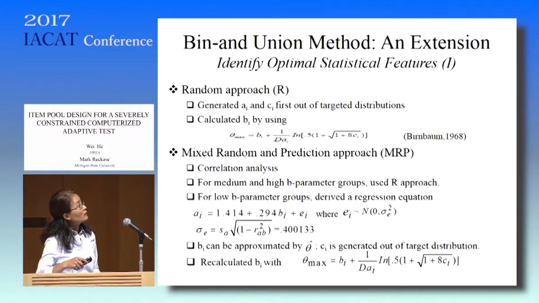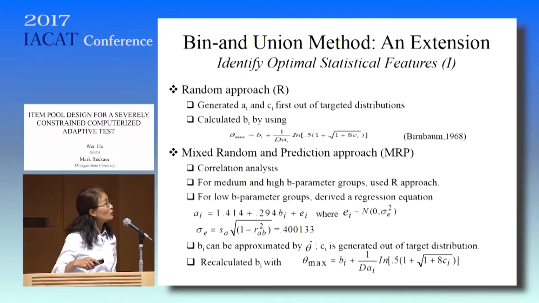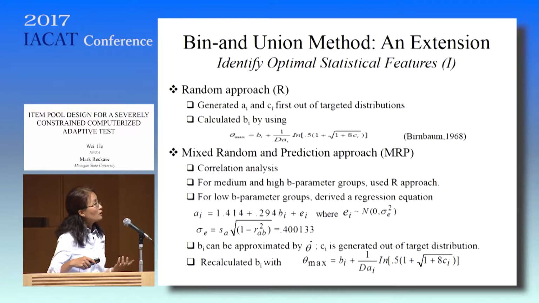Then how to identify optimal statistical features? There are 3 ways that can help us do that. All of the 3 ways basically leverage the relationship between the item characteristics and the item information. So there are 3 ways: random approach, which is basically just generate A and C out of the target distribution, and then use this formula given by Birnbaum to calculate the optimal B value.